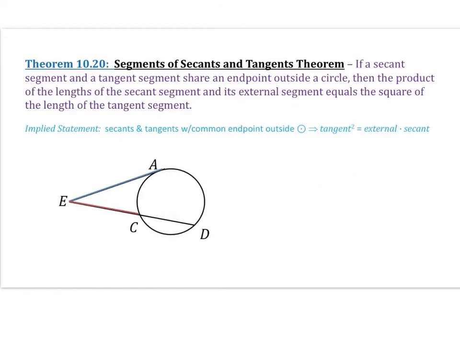Alright, so our next theorem states that if a secant segment and a tangent segment share an endpoint outside a circle, then the product of the lengths of the secant segment and its external segment equals the square of the length of the tangent segment. So this has the same sort of setup as the previous theorem that had the two secants. But when you're dealing with a tangent and a secant, the tangent is the one that gets squared.